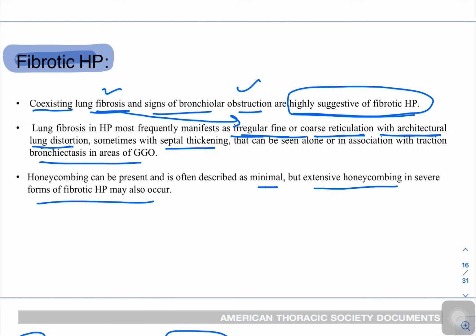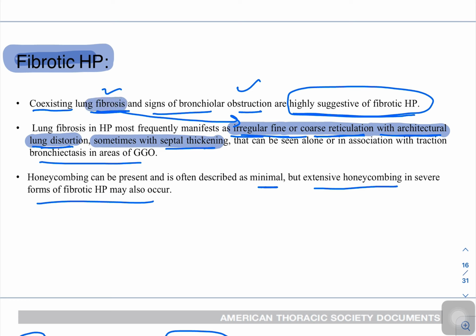Fibrotic HP. Coexisting lung fibrosis and signs of bronchial obstruction are highly suggestive of fibrotic HP. So, how do we see lung fibrosis? Lung fibrosis in HP most frequently manifests as irregular fine or coarse reticulation with architectural lung distortion, sometimes with subtle thickening, that can be seen alone or in association with traction bronchiectasis in areas of ground glass.